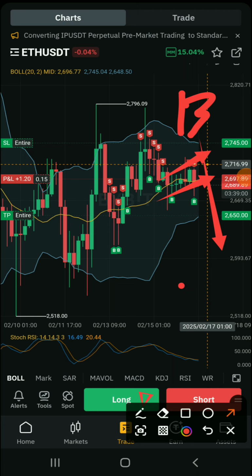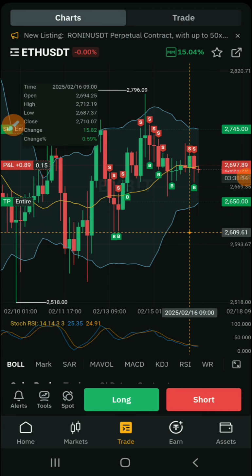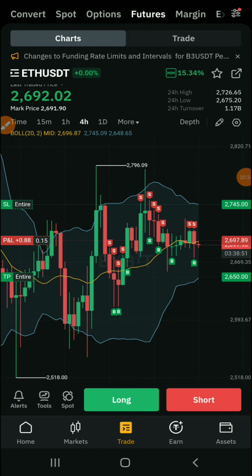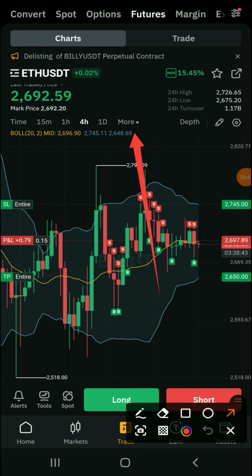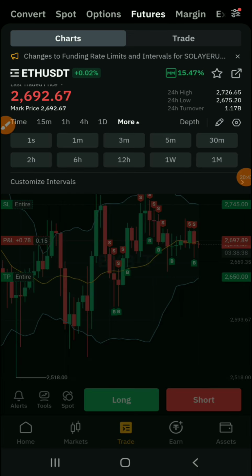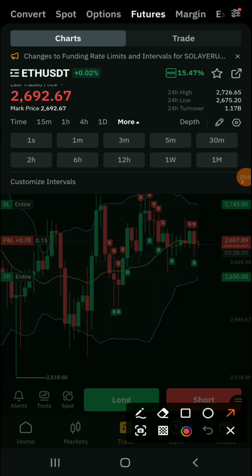Okay, so now how do we enter? We are going to enter using the 15-minute time frame. Okay, so having this known, all we have to do is to click on the 5 minutes. So we're just going to click on more. When we click on more, it's going to bring us to another interface that is going to display a lot of time frames. All we have to do is to click on 5 minutes.